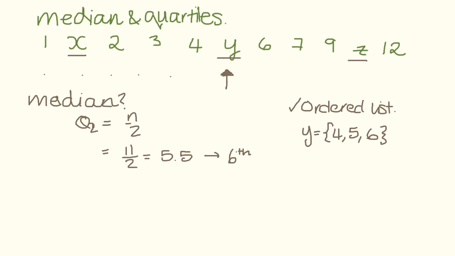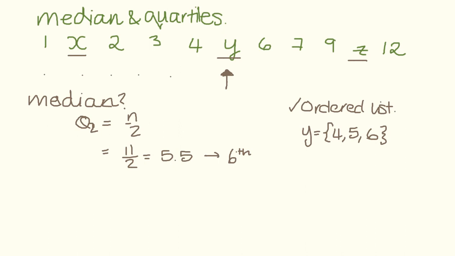Now it could be equal to 4. You could have 4 and 4 next to each other in an ordered list. And likewise it could be 6. But that's all we've got. So I've got Y being the set of 4, 5 or 6. Those are the only options I've got.